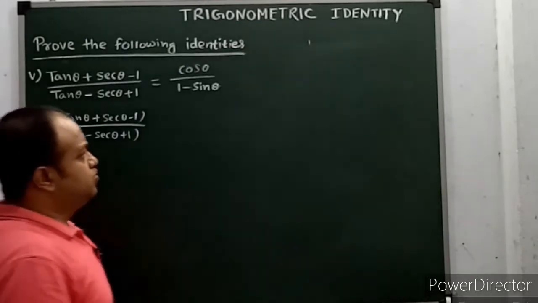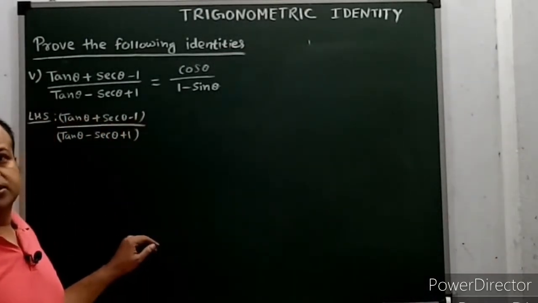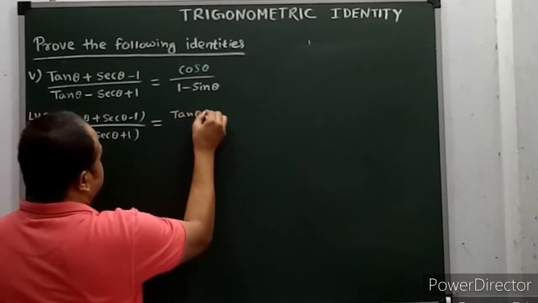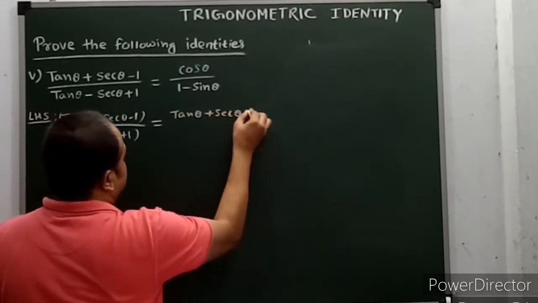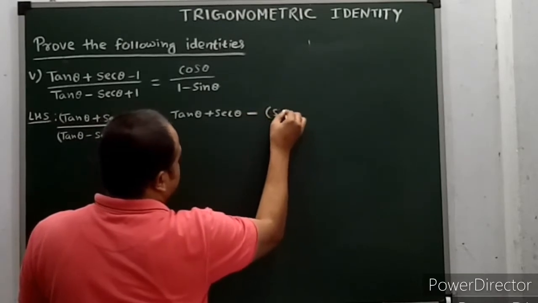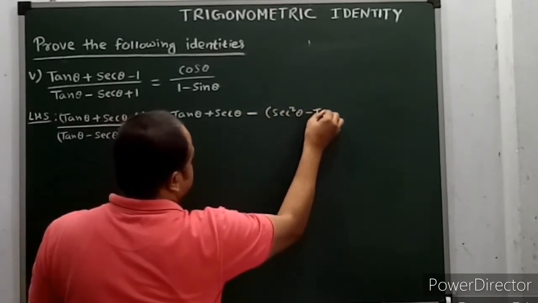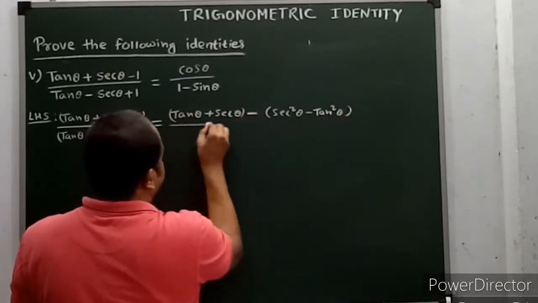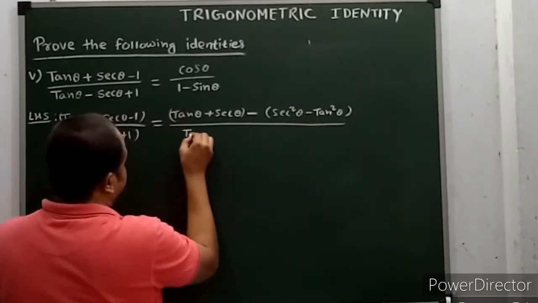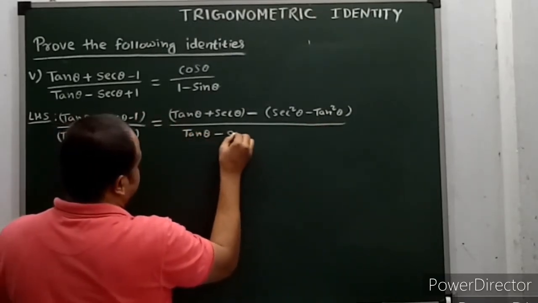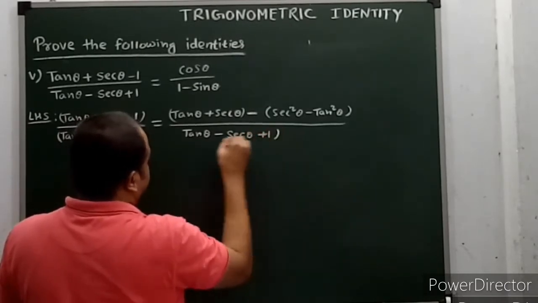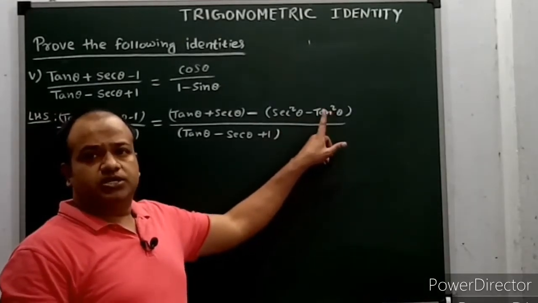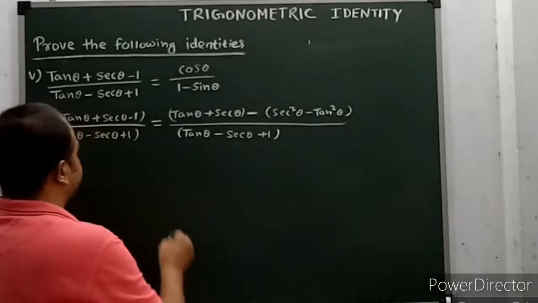Now in the identity we knew that sec square theta minus tan square theta was 1. So in place of 1 we can write sec square theta minus tan square theta. Now this one is in the form of a square minus b square. What is the formula? A plus b into a minus b.